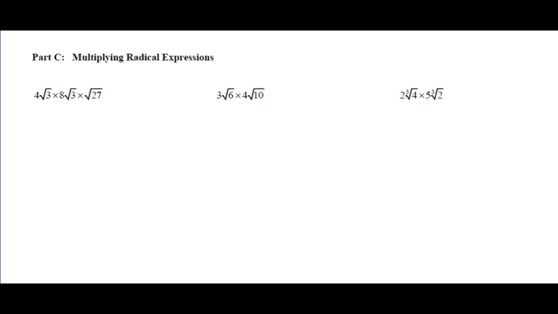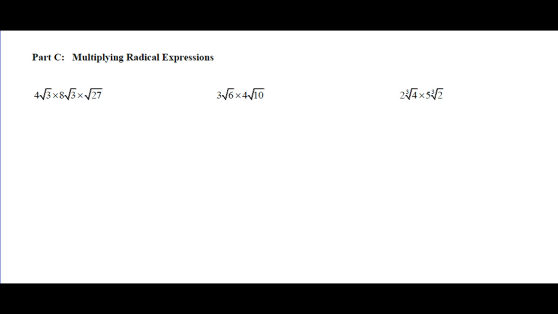Okay, multiplying radical expressions. All right, all you have to do is multiply, right? So you don't have to do any simplifying first, although you could if you wanted. So here's what we'll do. We'll do this first one a couple of different ways, just to show you. So what we can do is this, right? I can go 48 times 8.